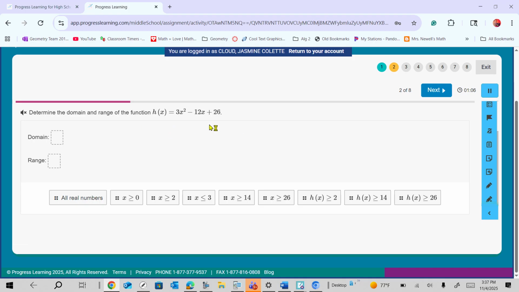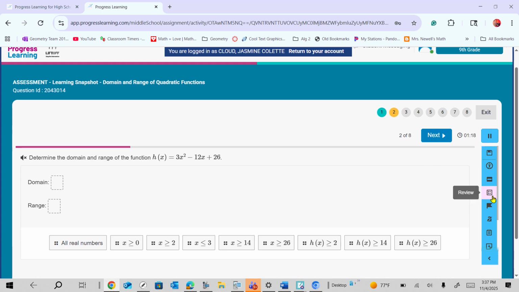Now, for something like this, because determine the domain and range, I need a graph to be able to determine that. So I'm trying to see if the graph, the calculator is not showing here. All right.